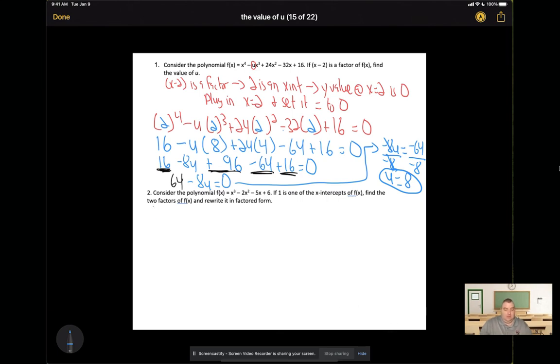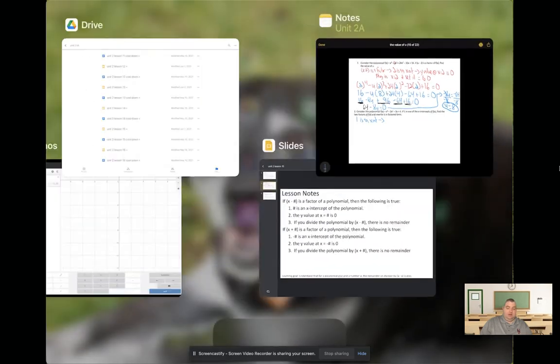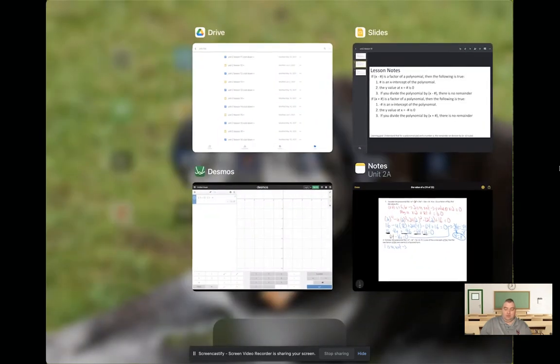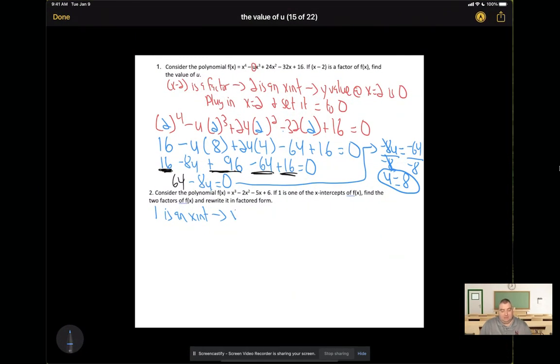So I know that 1 is an x-intercept. If I know that 1 is an x-intercept, then I know from my notes that x minus 1 is a factor of the polynomial. So one of the factors is x minus 1.